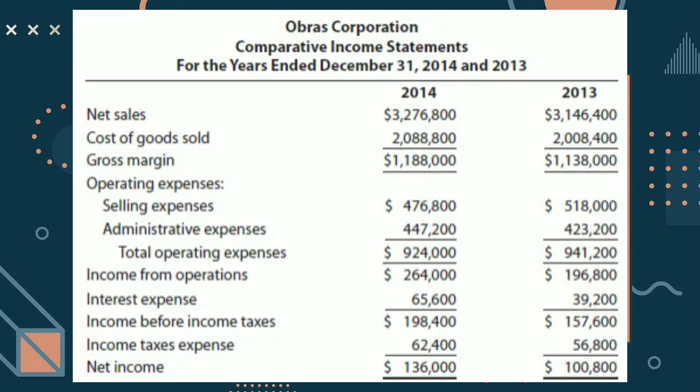So, para makuha yung income before income taxes, ipagmaminus lang natin yung income from operations na $264,000 minus $65,600 na interest expense. So, ang magiging kalabasan is $198,400. Income taxes expense naman, it is the amount of expense that a business recognizes in an accounting period for the government tax related to its taxable profit. Last is the net income.